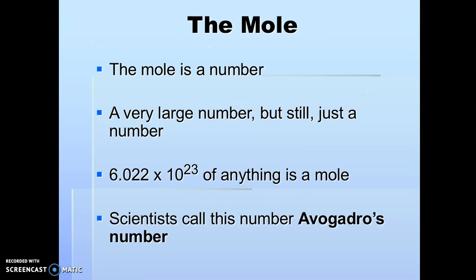Okay. Review of the mole. So a mole is just a number, right? It's a huge number, but it's just a number. The same way that we would say a dozen to represent 12, we would say a mole to represent 6.022 times 10 to the 23rd of anything. It's often referred to as Avogadro's number since he's the one that came up with this.